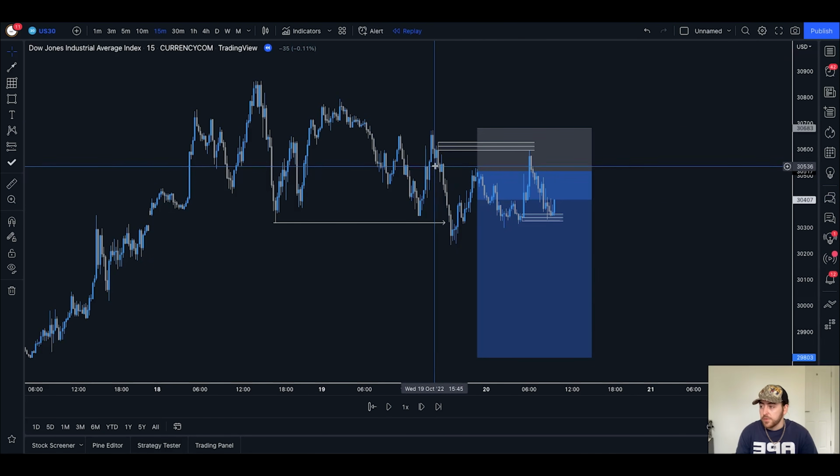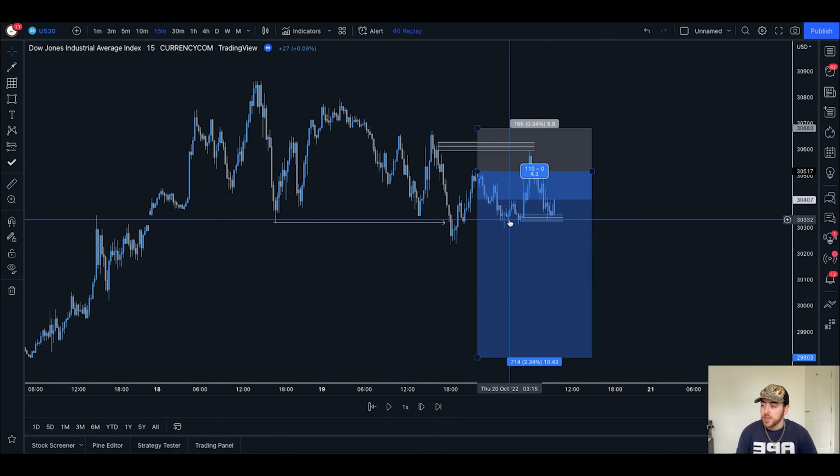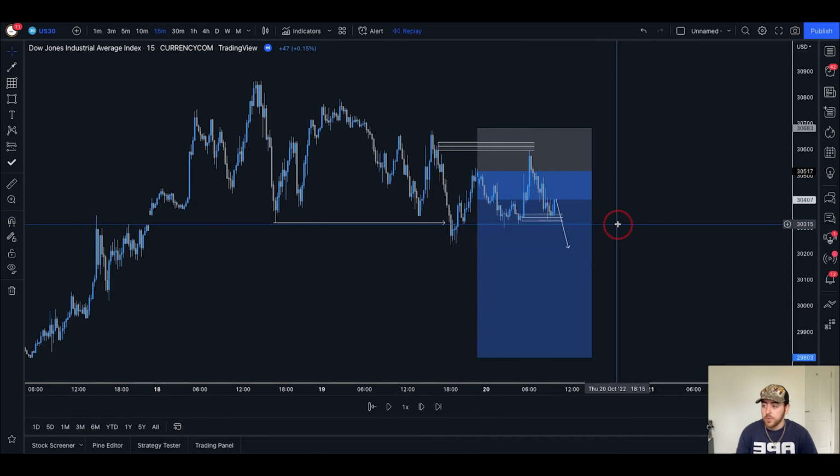So I sold the US 30 from the supply after this break of structure. Price came down a little, pulled back up, wicked through, traded into a refined supply, then started to sell off. Now at this point I was unsure whether we should hold it if it would break through, or whether we should actually just make sure we are break even so we don't take any losses on the trade.